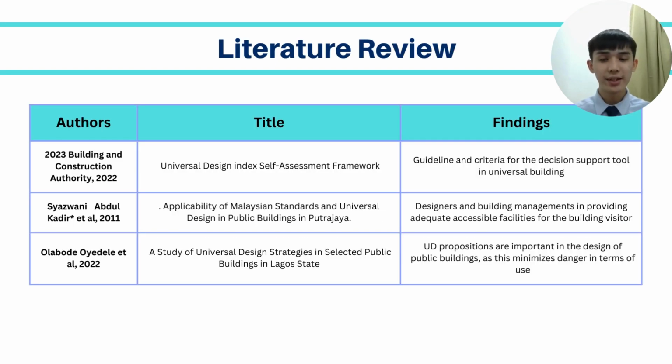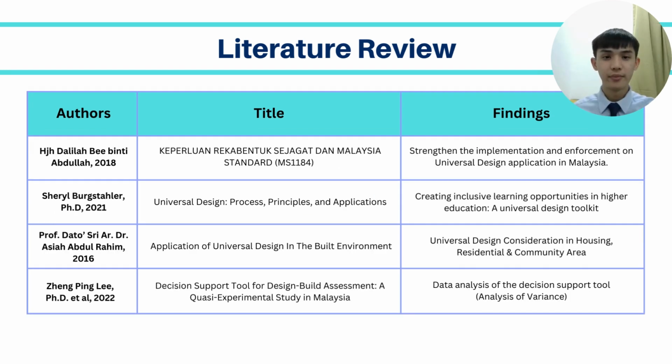The first finding in the literature review is the guideline and criteria for the decision support tool in universal building. The second finding is designer and building management in providing adequate accessible facilities for the building visitor. Next is universal design propositions are important in the design of public buildings as this minimizes danger in terms of use. Next, we find that it is important to strengthen the implementation and enforcement on universal design application in Malaysia.